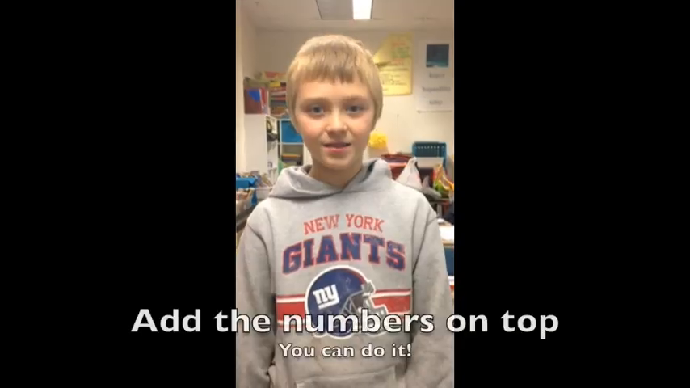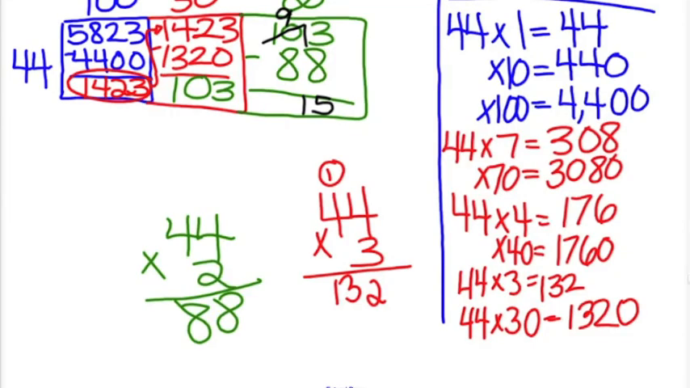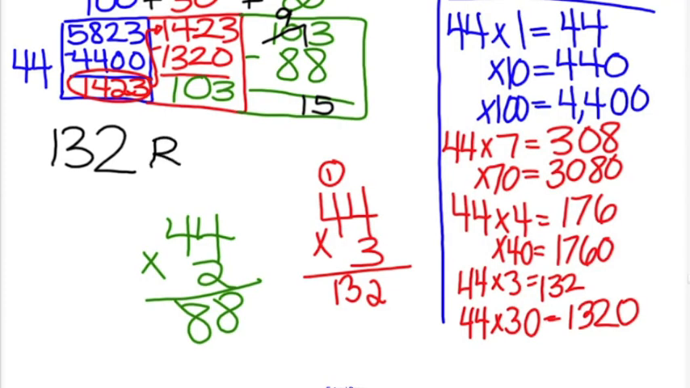So, who can tell us now how to find our answer? Alyssa. Once the difference gets less than the number on the side of the box, you're done. Add the numbers at the top of the box, which gives us what? 132. The remaining difference is your remainder, a remainder of 15. Perfect. Congratulations, you've done the box method.